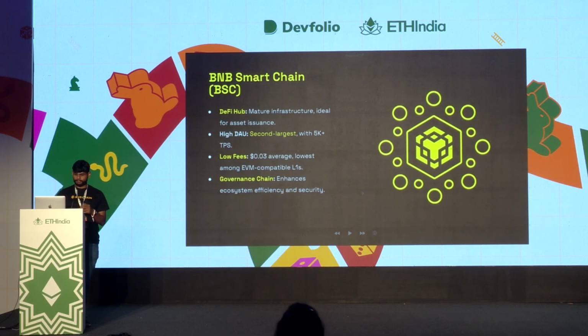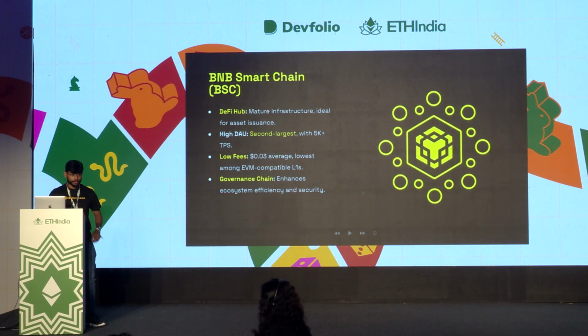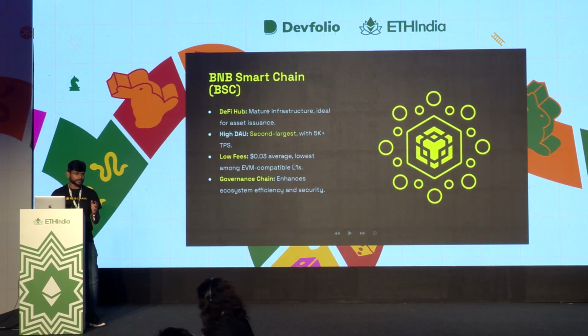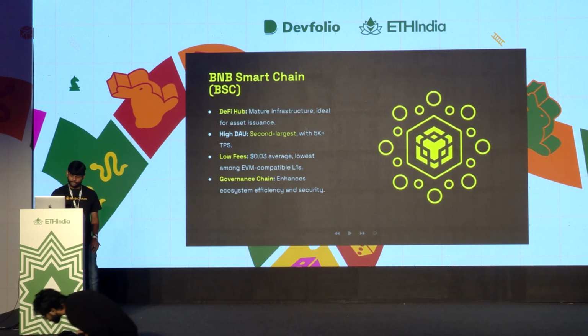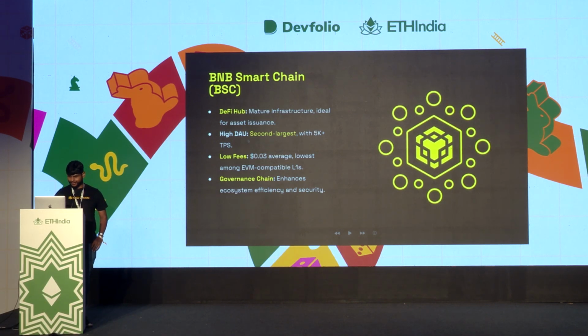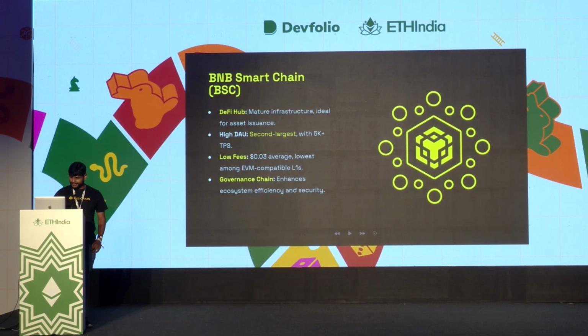Okay, a little bit more about BNB Smart Chain or BSC. It essentially acts like a DeFi hub. It's a mature infrastructure and ideal for asset issuance. It has relatively high daily active users. It's second largest with more than 5K TPS. It has low fees, one of the lowest among the EVM compatible L1s. It's on average $0.03 per transaction, and it also acts as a governance chain.